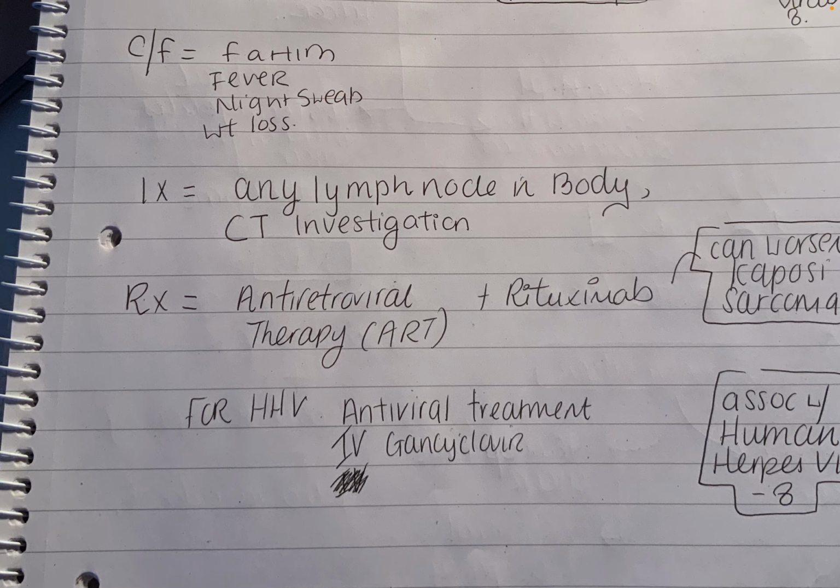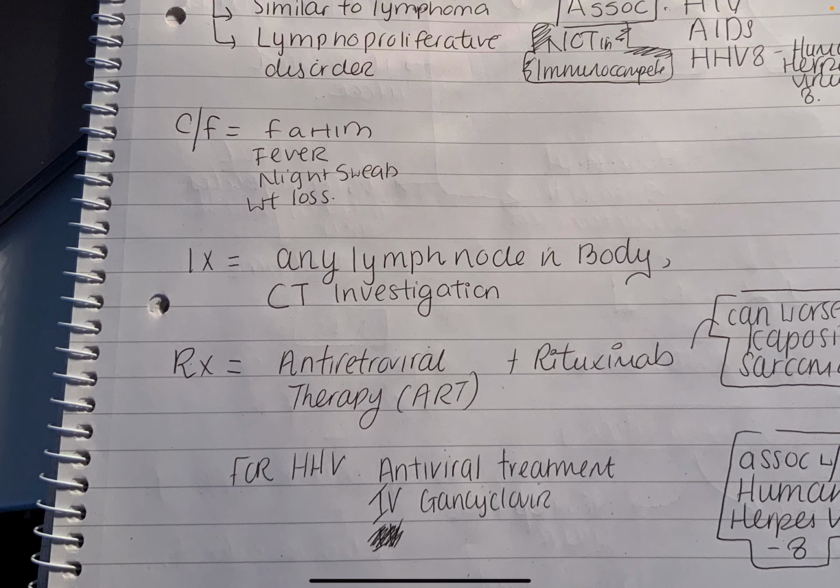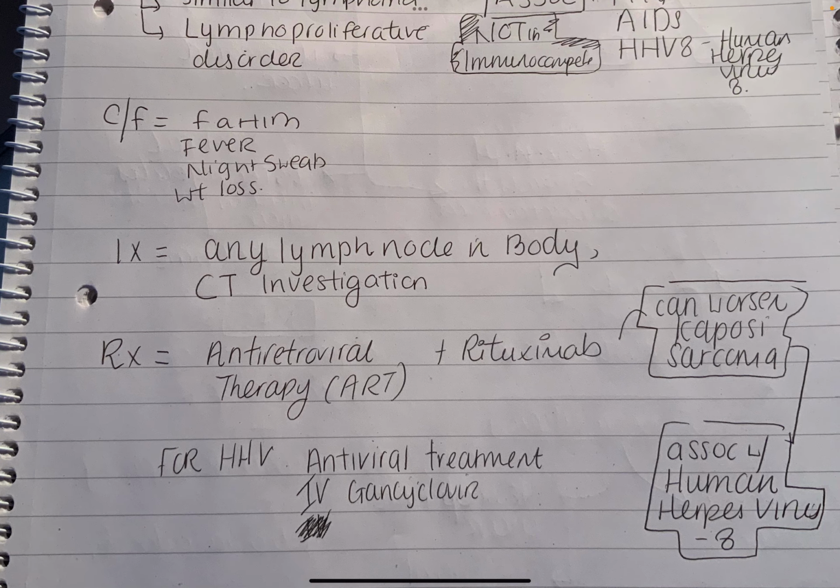Treatment is with treating whatever underlying issue there is, antiretroviral therapy. However, if the patient has Kaposi sarcoma, HHV8 association, then you don't give antiretroviral treatment. You don't give rituximab, sorry. Instead, you would give ganciclovir.